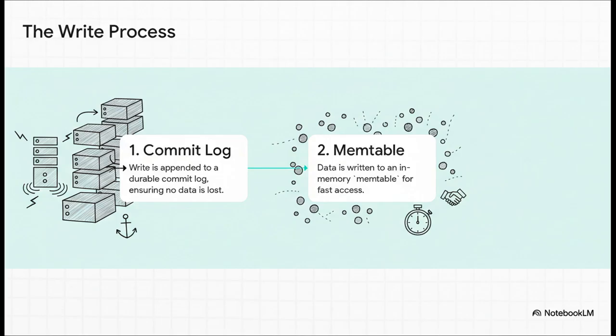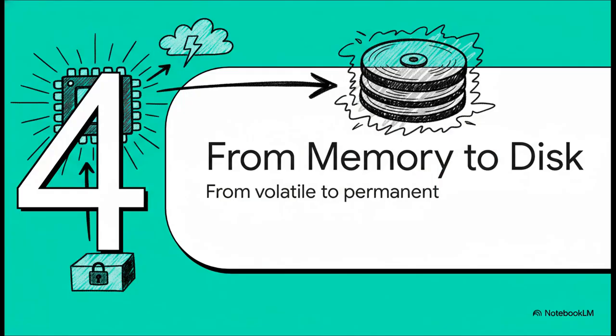Right after that, the data gets written to a sorted data structure in memory called a memtable. So durability comes from the log, and speed comes from writing to RAM. The client gets a confirmation almost instantly, and the system is happy. Now, this memory-first approach is incredibly fast, but it brings up the next obvious problem, right? Memory is finite. It's going to fill up.